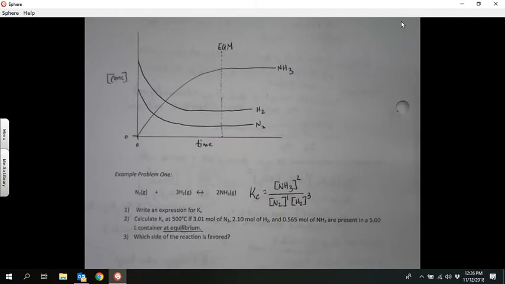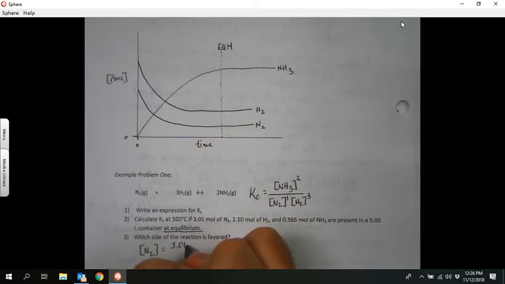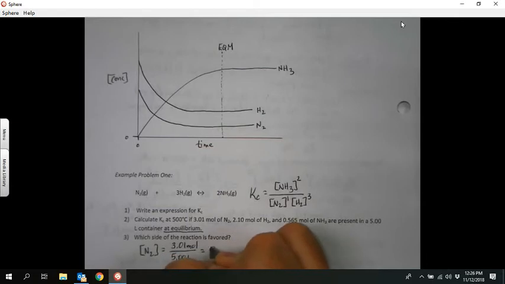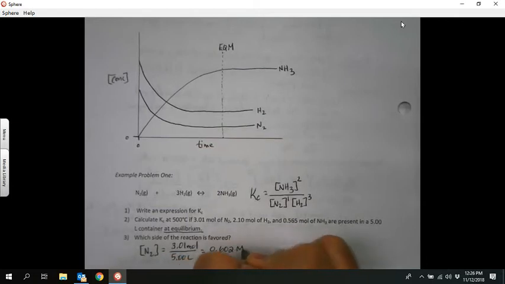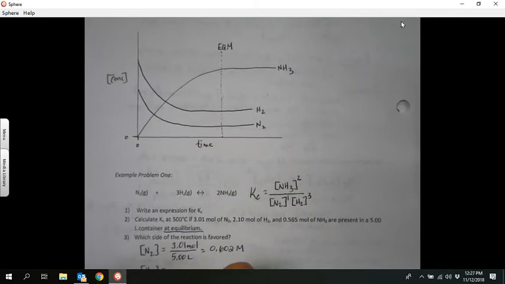Now, one thing that I did not tell you is K does not have any units. Unlike kinetics, the units cancel each other out when you put the forward reaction over top of the reverse reaction, so K is unitless. So let's calculate the concentration for N2. We had 3.01 moles over 5.00 liters, which gives us 0.602 molar. We're going to do the same thing for H2 and NH3.